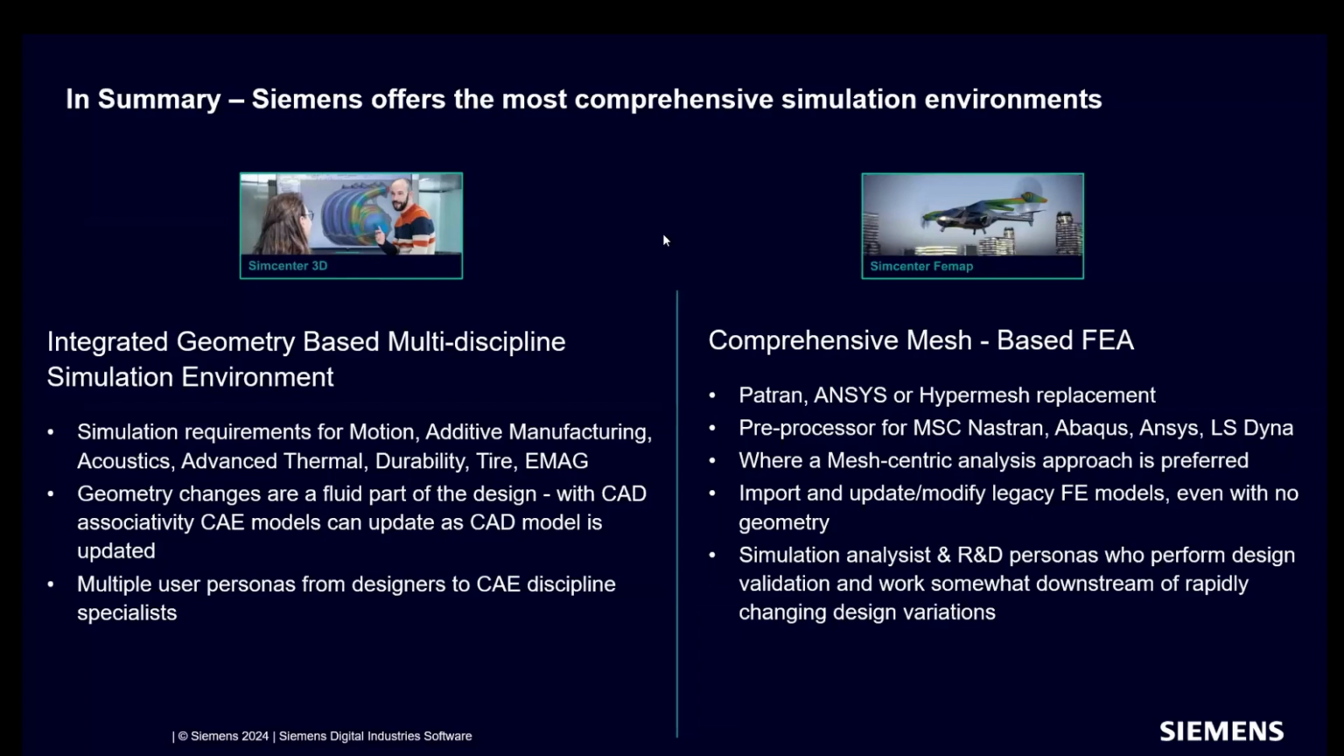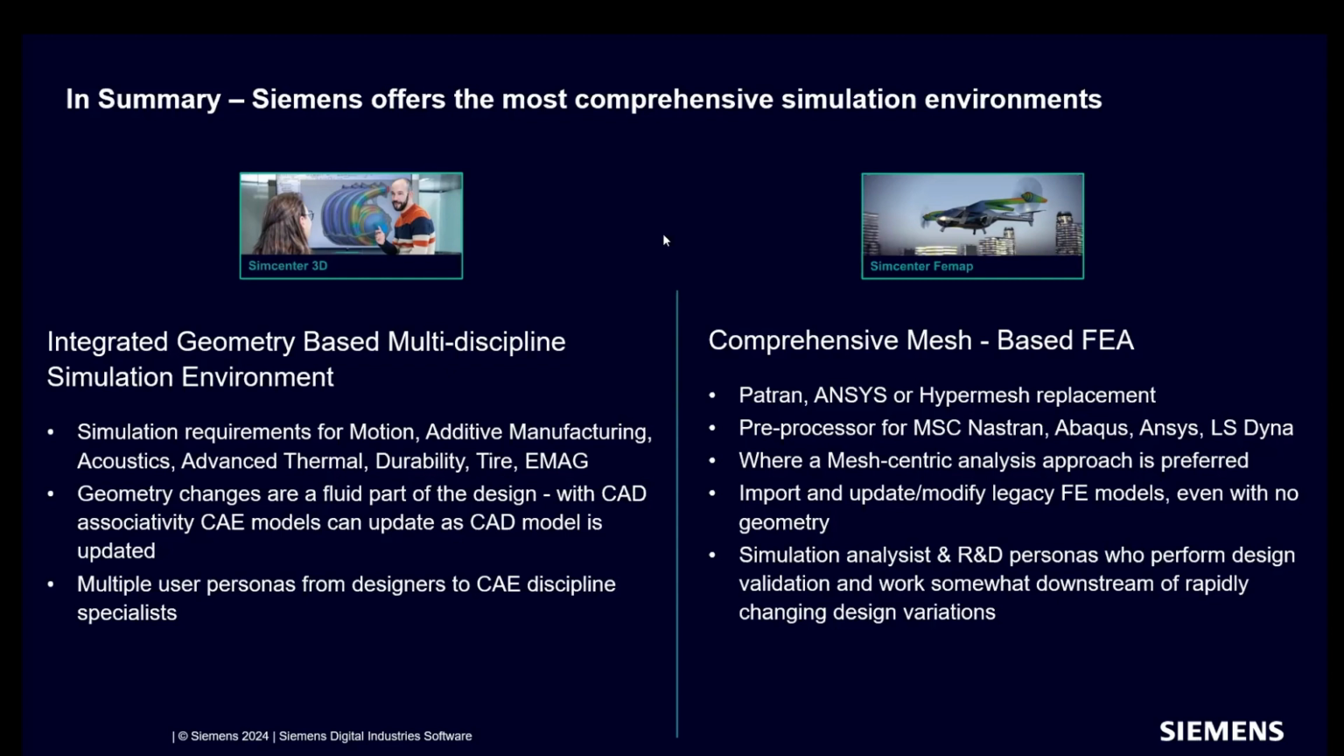So in summary, if we look at the two products, like I said, one is an integrated geometry-based multidiscipline simulation environment that contains a lot of different things: motion, additive manufacturing, acoustics, advanced thermal, durability, EMAG. A lot of moving parts are available through that one interface. And especially if your geometry changes or is a fluid part of your design, having this CAD associativity to the CAE model, where it can update as the CAD model is updated, is a big advantage. And that's something that's offered through Simcenter 3D.